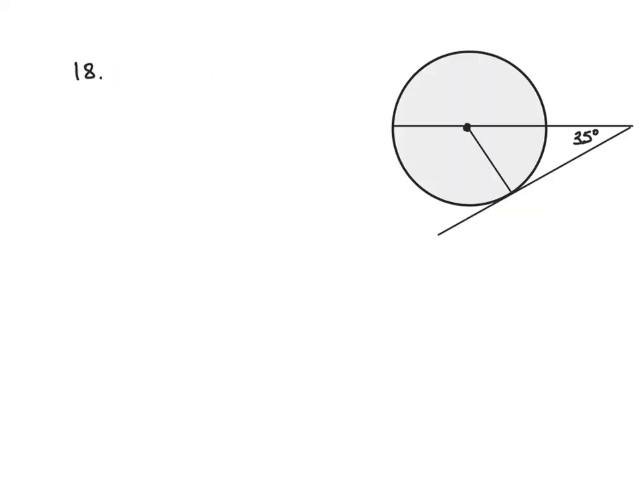Now, first of the circle questions. What we have to understand is that this line here is a tangent, and a tangent meets the radius of a circle at 90 degrees. So this angle here is a 90-degree angle. Now, that means that these two angles must add up to 90 degrees.